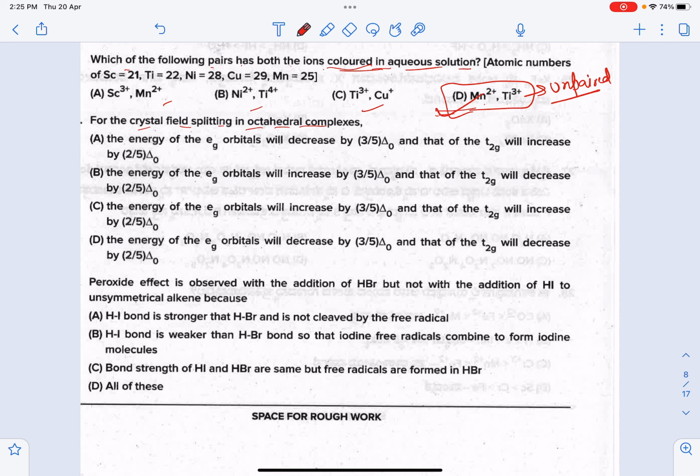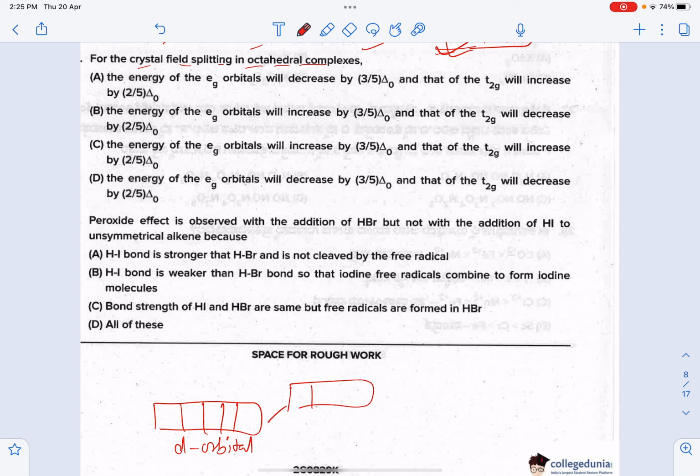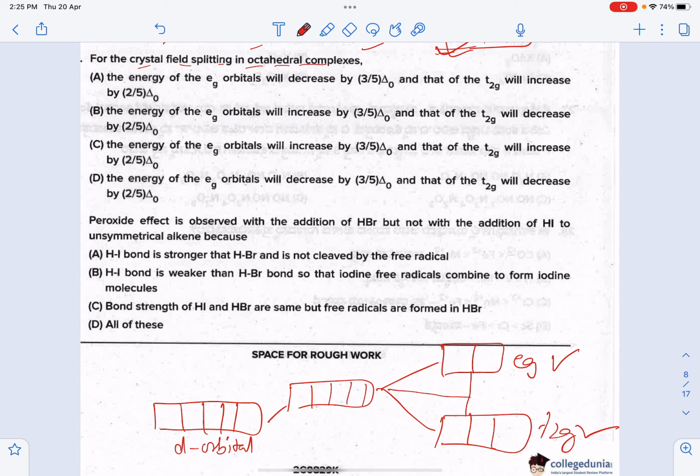As you know, in octahedral splitting there are 5 degenerate orbitals. Degenerate means equal energy. When they get split in an octahedral field, they split into EG and T2G. That means T2G has lower energy and EG has higher energy.